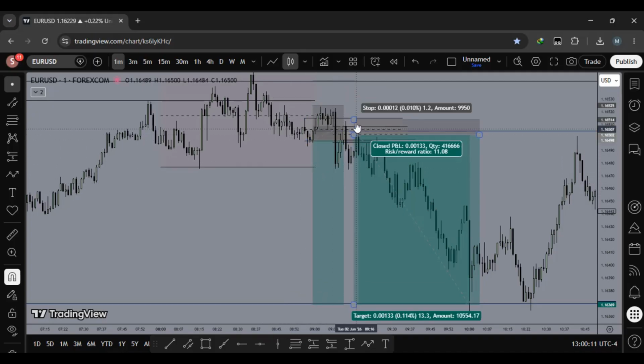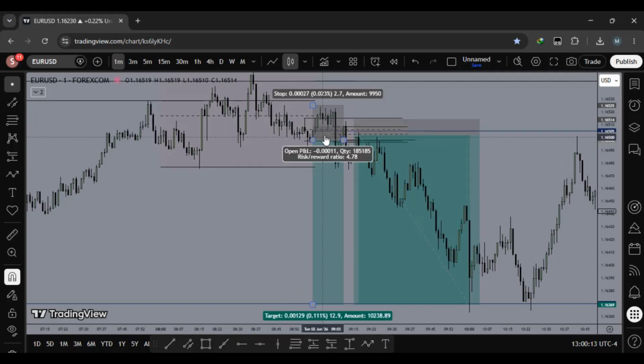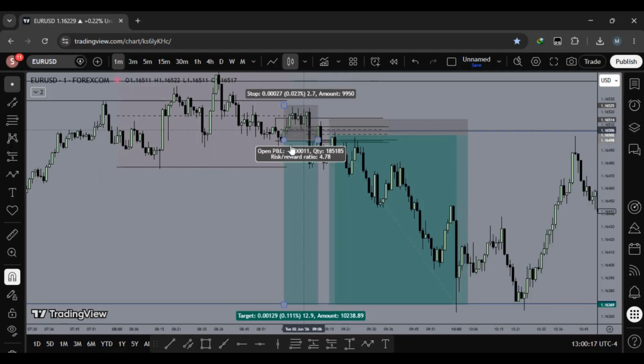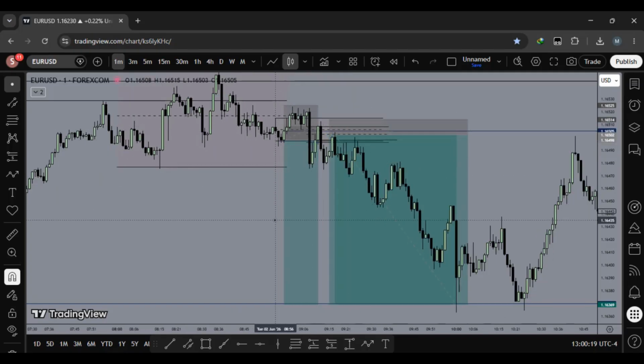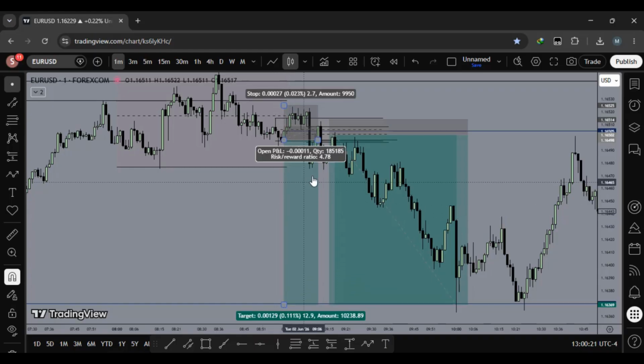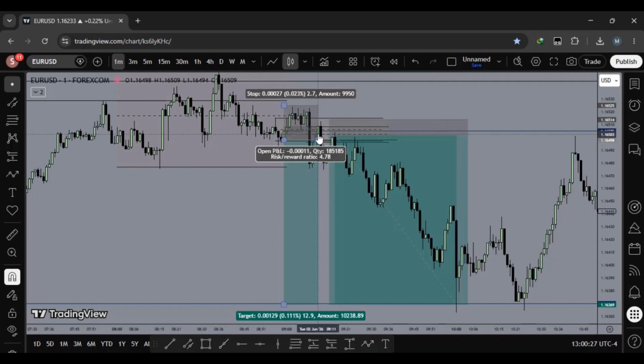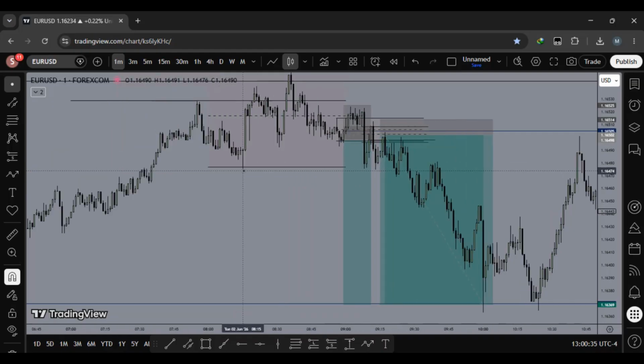Now this entry model is called a unicorn model. I explained it during my breaker block video. You can go through it. When you have a change in state of delivery, we want to see a fair value gap aligning with your breaker. So your entry can be this fair value gap or a breaker. That is it, very clean.